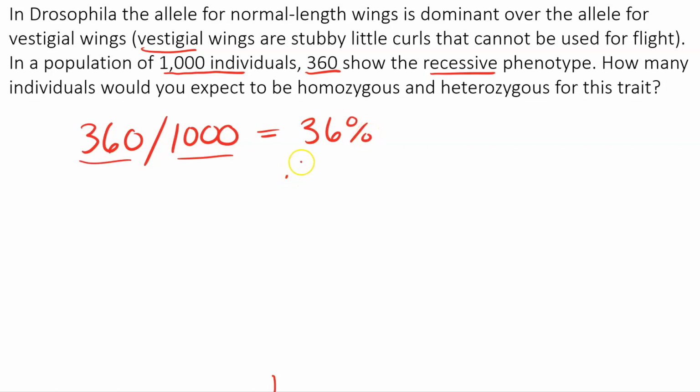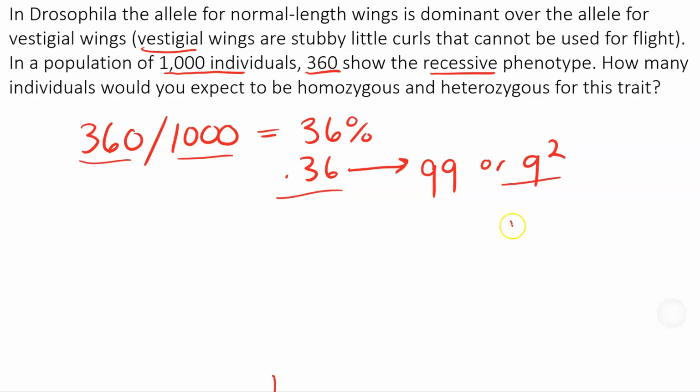When we express this as a decimal, that's 0.36. So dividing 360 by 1,000 will get you 0.36. Now here's the real trick to Hardy-Weinberg. You have to realize that 0.36 is the frequency of homozygous recessive individuals, so qq, little q, or q squared. So 0.36 equals q squared.